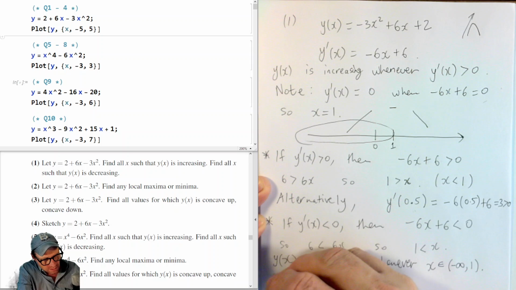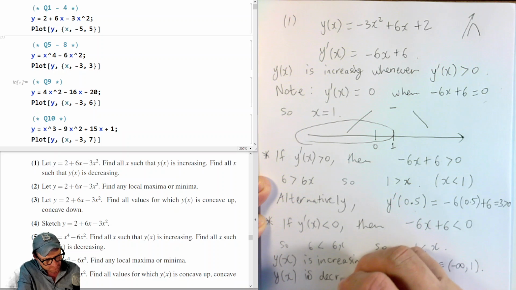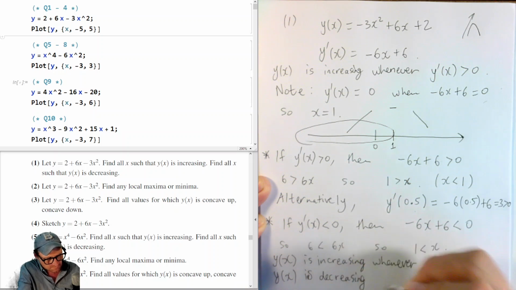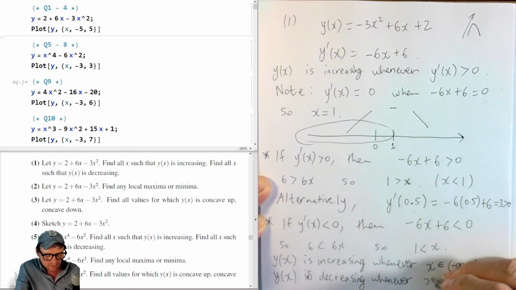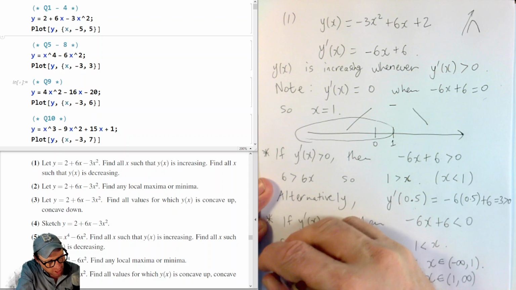Okay? Similarly, y of x is decreasing whenever x is an element of the interval from 1 to plus infinity. Okay, now I'm going to put this in a box because this is our final answer.